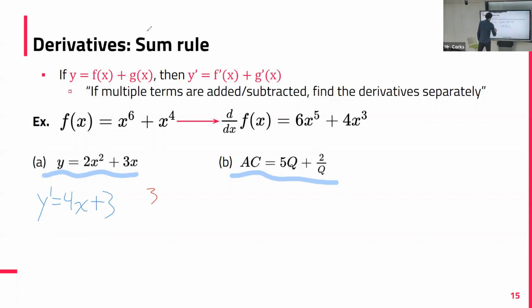So if we had 3x, then we always have a little exponent of 1 there. So the derivative would be 3 times 1x to the exponent 1 minus 1. That's x to the exponent 0. That's just 1. So if you have any variable with an exponent of 1, it's just going to disappear. Okay, so that's the short version of it. So 4x plus 3. That's it.